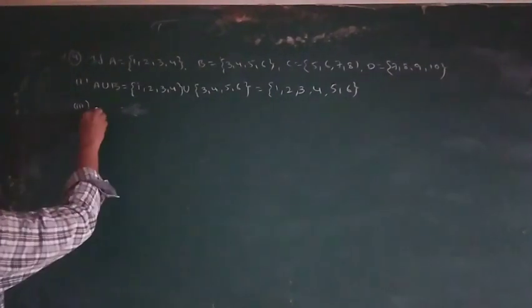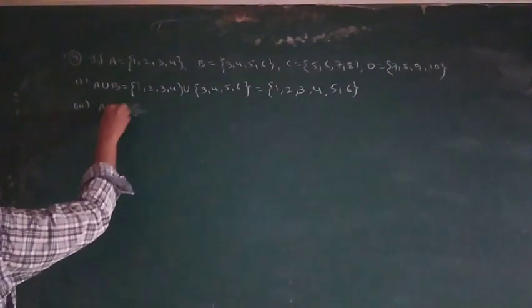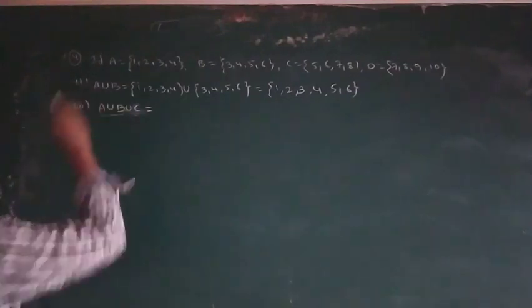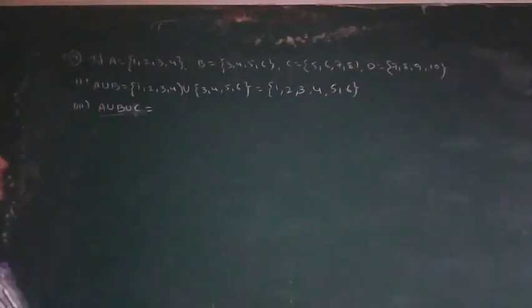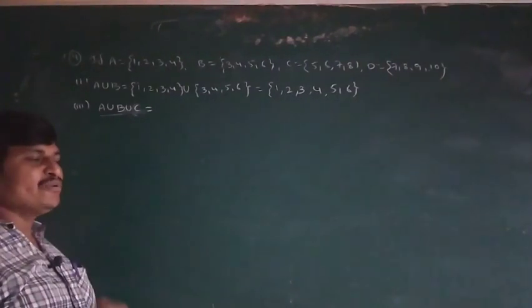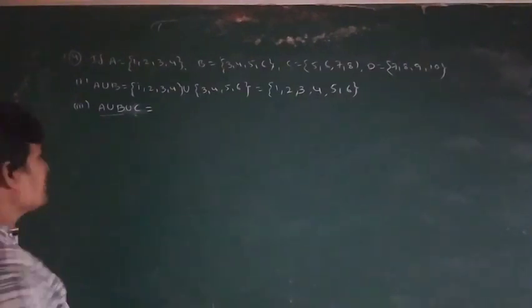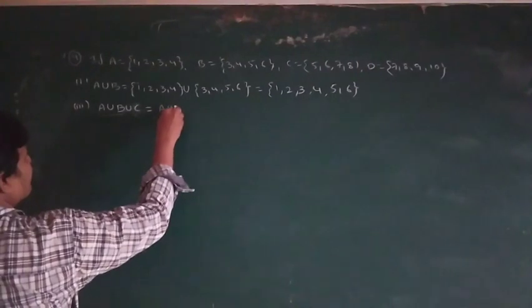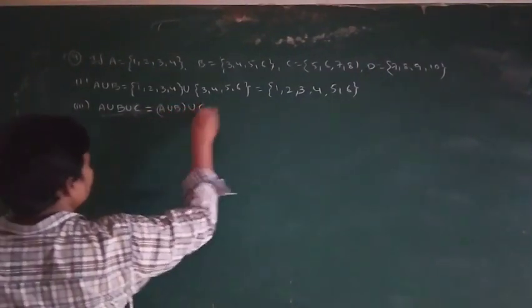A union B union C. We can find it directly, or first find two sets. A is a set, B is a set, A union B is also a set. So for A union B union C there are two ways: first, directly, or in two steps. First, this is A union B union C.